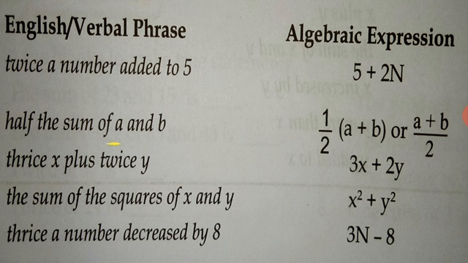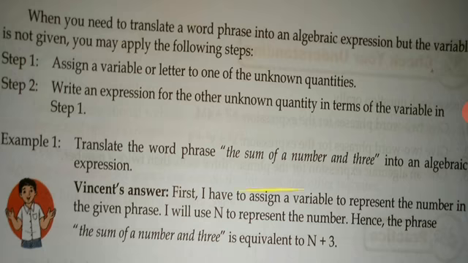Half the sum of a and b. You will write first the sum of a and b before half. Sum denotes addition, so a plus b, divided by 2. Or half the sum of a and b, in parentheses, a plus b.